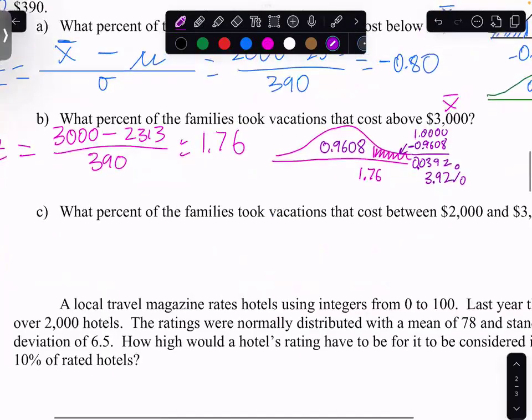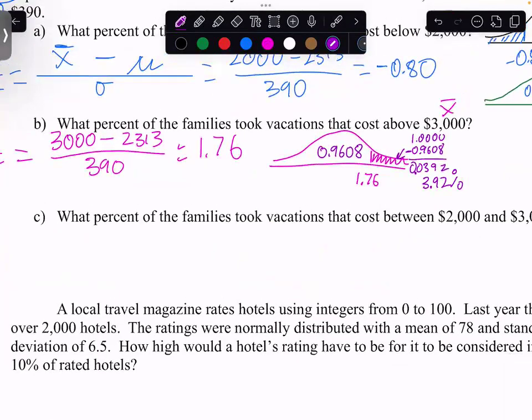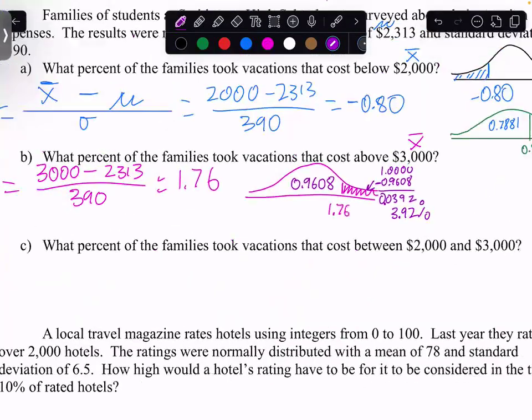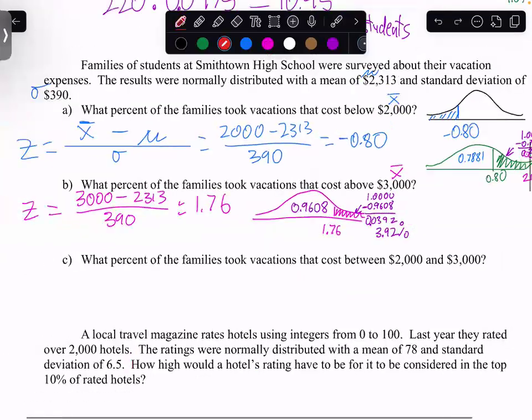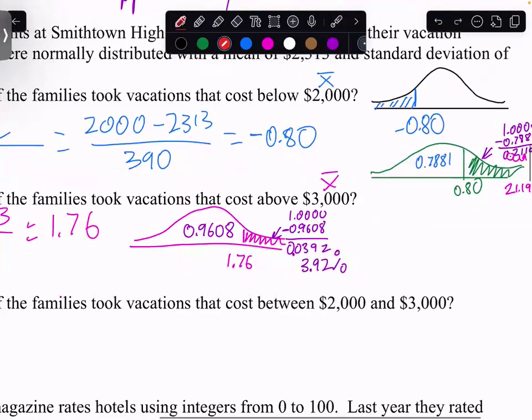Okay, and then lastly, we have a question about what percent have vacations that cost between 2,000 and 3,000. Okay, so those numbers are familiar, right? We already worked with 2,000, we already worked with 3,000. So actually for this one, you don't really need the table at all. You just need your first two answers.